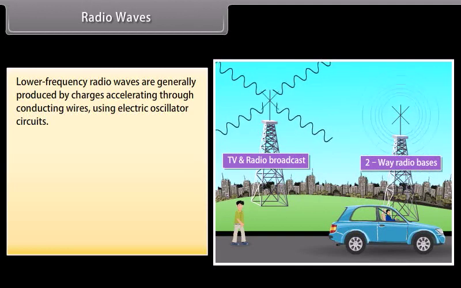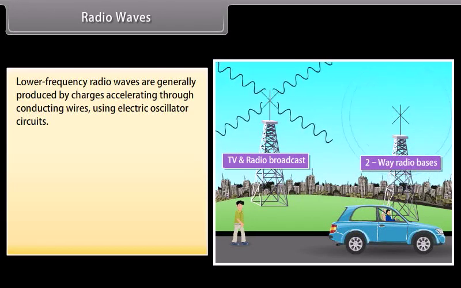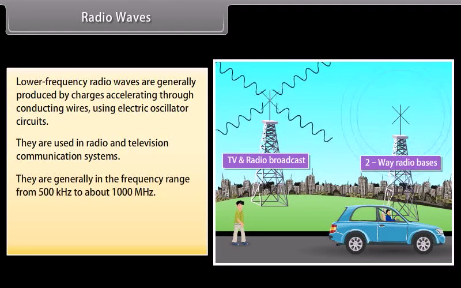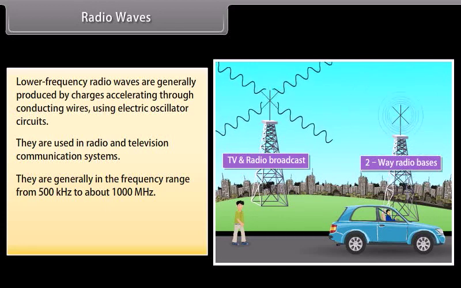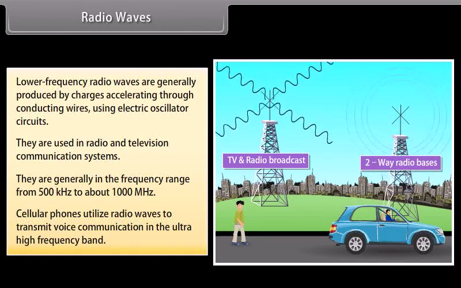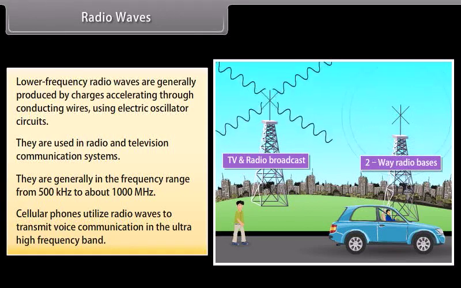Radio waves. Lower frequency radio waves are generally produced by charges accelerating through conducting wires using electric oscillator circuits. They are used in radio and television communication systems. They are generally in the frequency range from 500 kHz to about 1000 MHz. Cellular phones utilize radio waves to transmit voice communication in the ultra-high frequency band.